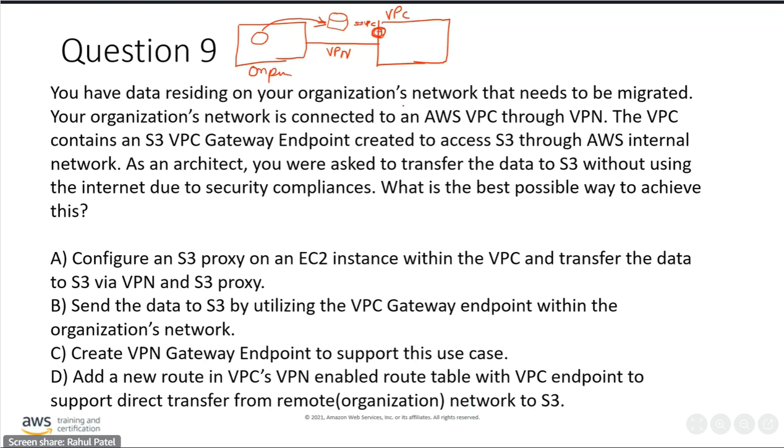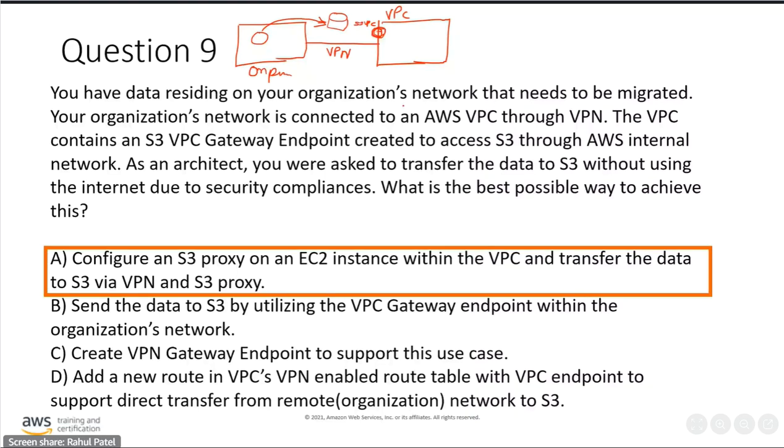Transfer the data to S3 without using the internet due to security compliance. Okay, so as per this, this is the answer: configure an S3 proxy on an EC2 instance within the VPC and transfer the data to S3 by VPN and S3 proxy.